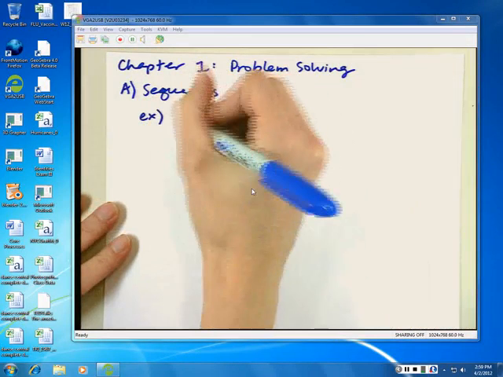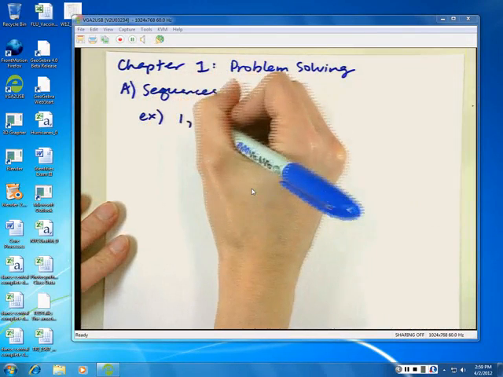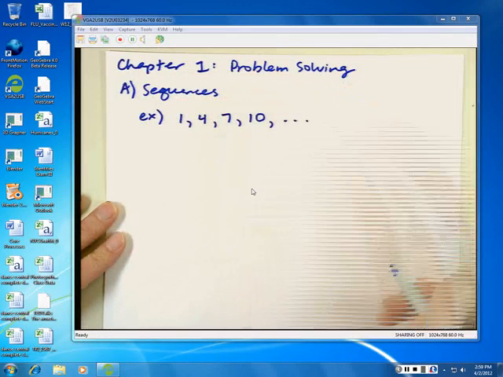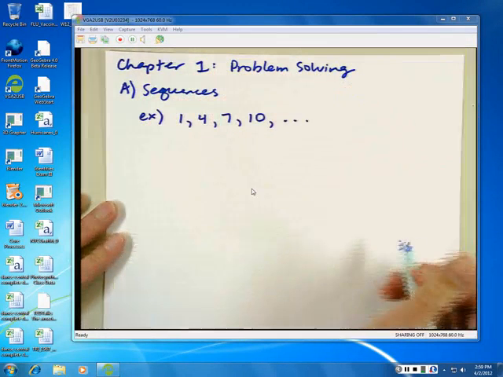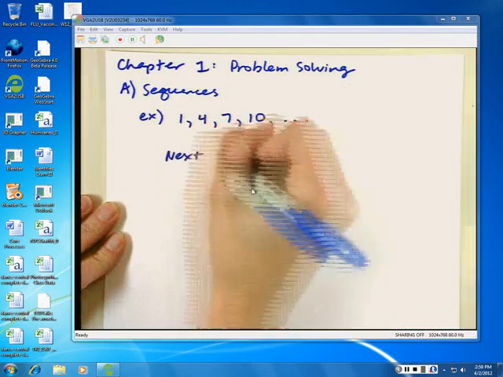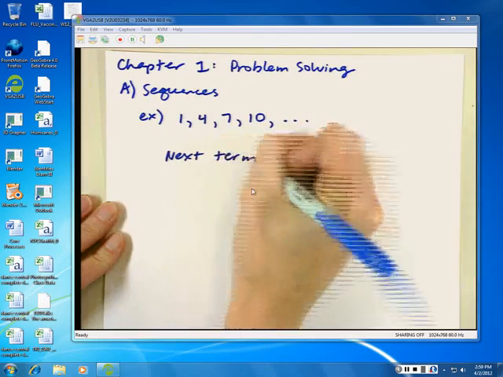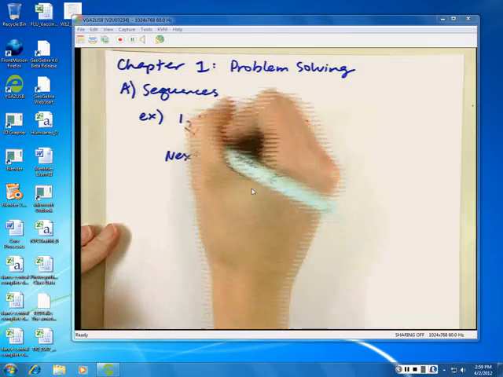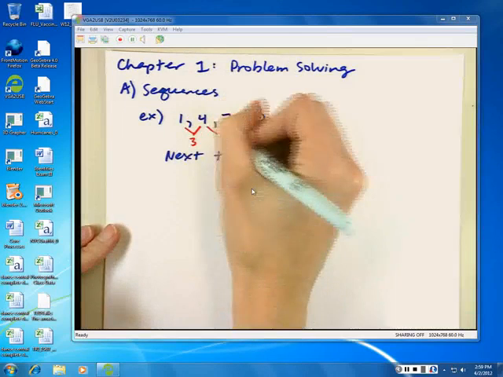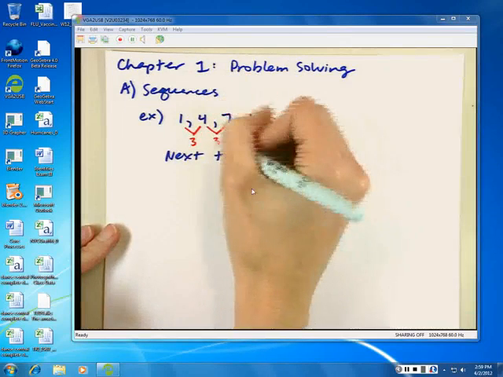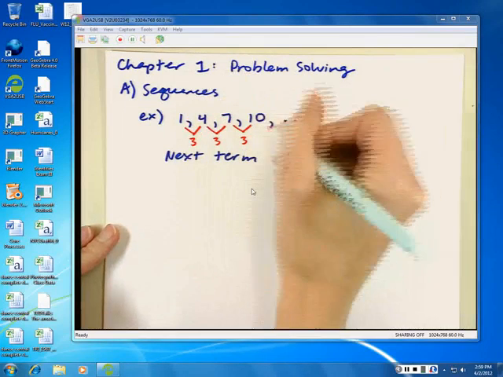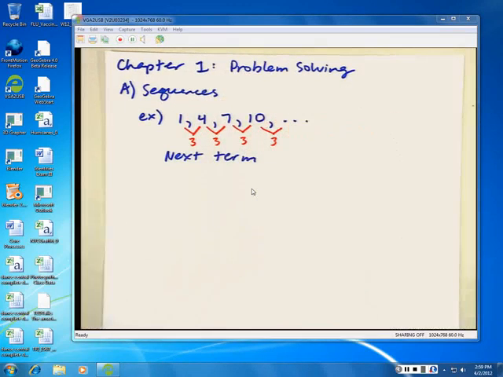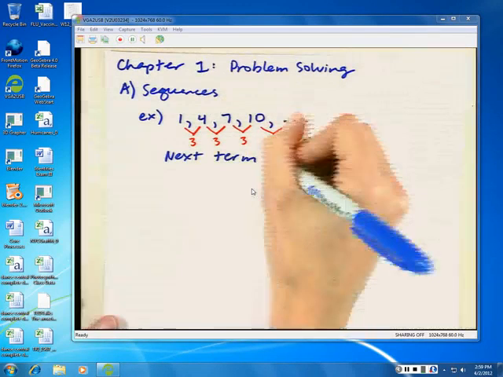Really what we're doing is looking for patterns. In this first example, we have 1, 4, 7, 10, ... So the pattern will continue, and we want to find the next term. Well, what we notice is that these terms are 3 units apart. Between 1 and 4, there's a distance of 3. 7 minus 4 is 3. 10 minus 7 is 3. So this next number must also be 3 apart, and so the next number is 13. So the next term is 13.